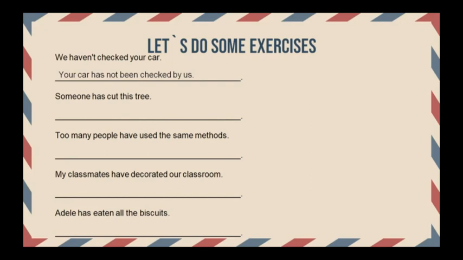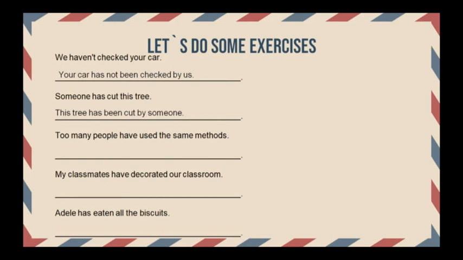Then, someone has cut this tree. Okay, someone is a subject, has cut is a verb in present perfect, and this tree is an object. Then the passive sentence is: this tree has been cut by someone. Okay, great. Let's move on.